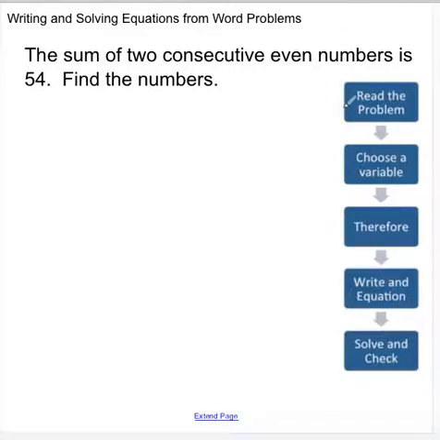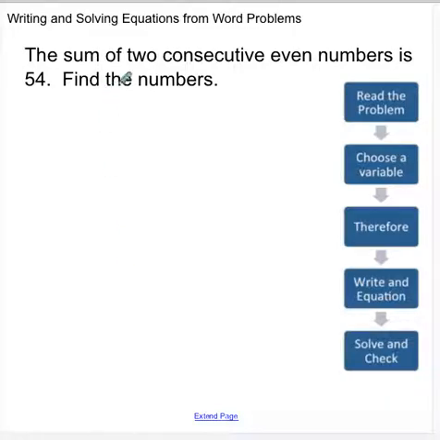So the first thing that I want to make sure that you do is actually read the problem. Way too often we just jump in and people are like, oh, what do I know? I know there's a 54 and I know that there's a sum and I'm going to start putting things together. But let's take the time to actually read the question.